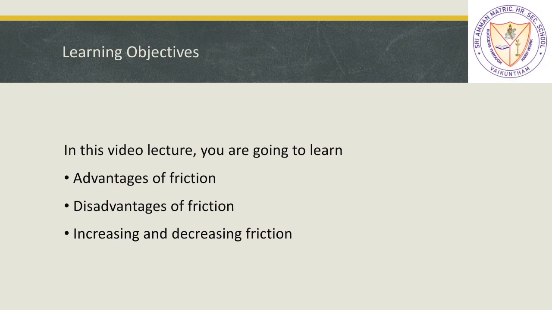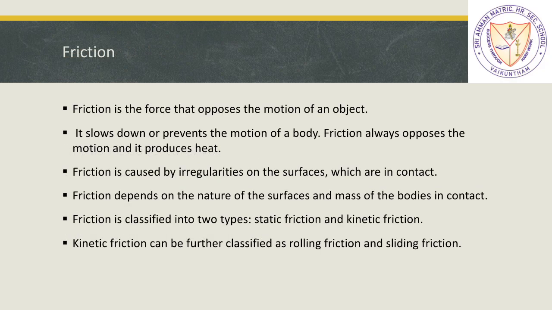decreasing of friction. In the previous class we have learned friction in detail. Just to recall, friction is the force that opposes the motion of an object. We have studied that friction always acts opposite to the motion of an object. It slows down or prevents the motion of a body. Friction always opposes the motion and produces heat.